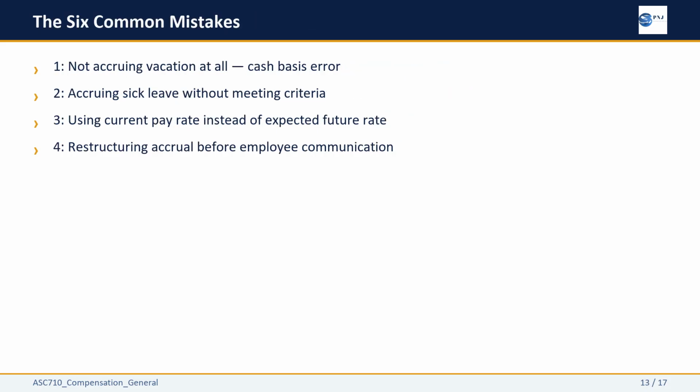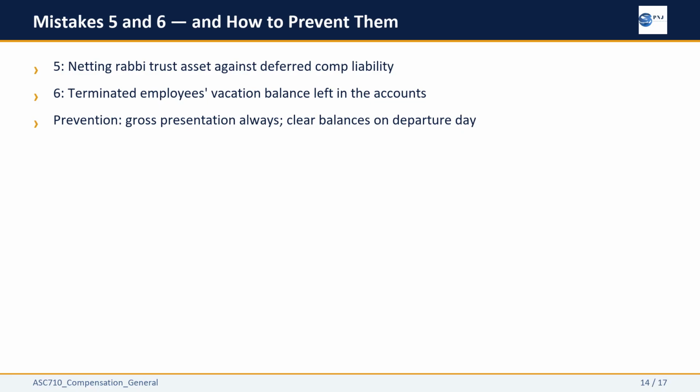The 6 common mistakes are worth memorizing. First, not accruing vacation at all, a cash basis holdover. Second, accruing sick leave when the 4 criteria are not met. Third, measuring the vacation liability at current pay rates when a raise is coming. Fourth, booking a restructuring liability before the plan reaches employees. Mistake 5, presenting rabbi trust assets net against the deferred compensation liability. No offset is permitted, both lines must be visible.